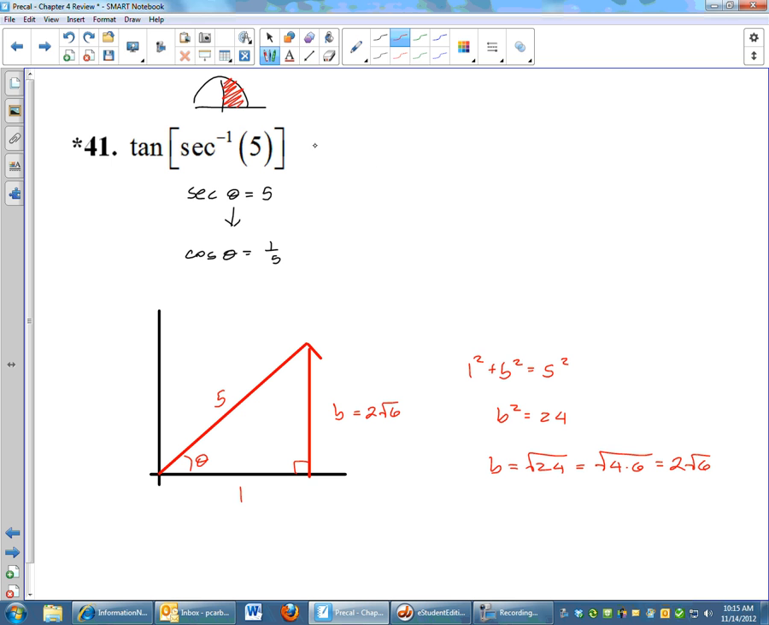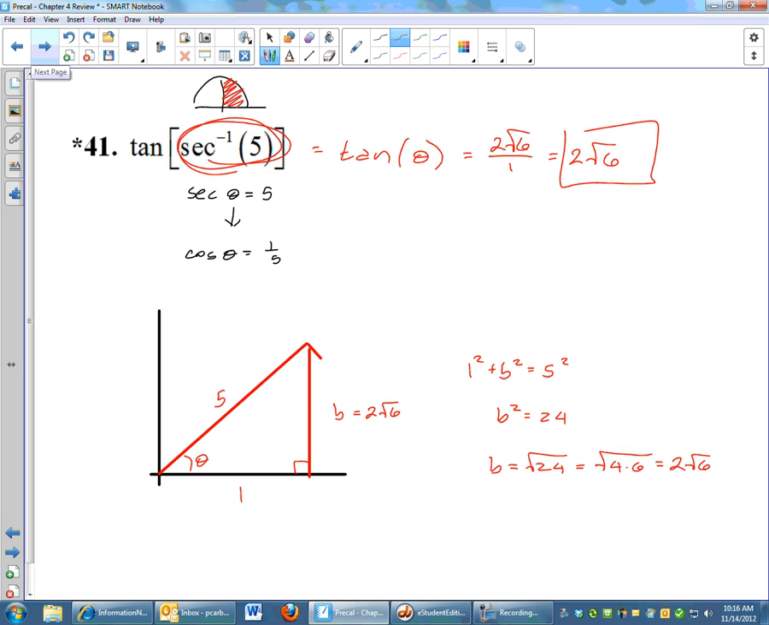And now I need the tangent of the angle represented by that. So the tangent of that angle is opposite over adjacent, which is 2 square root of 6 all over 1, or just 2 root 6. So that would be your answer to number 41. And I believe that is everything on the review.